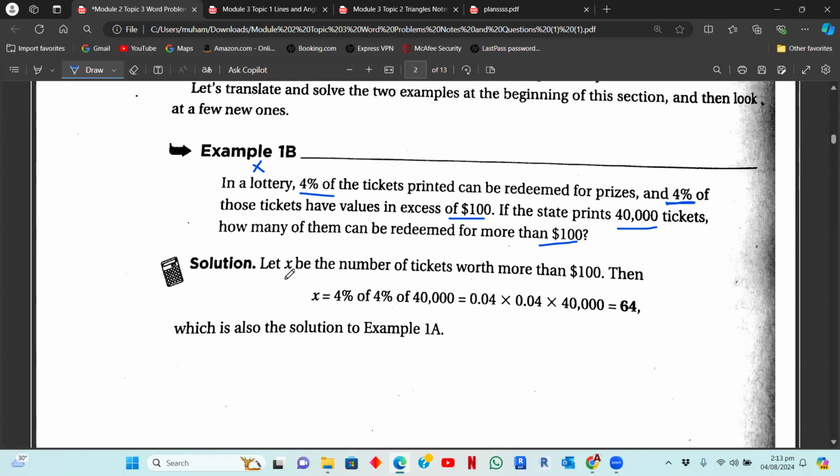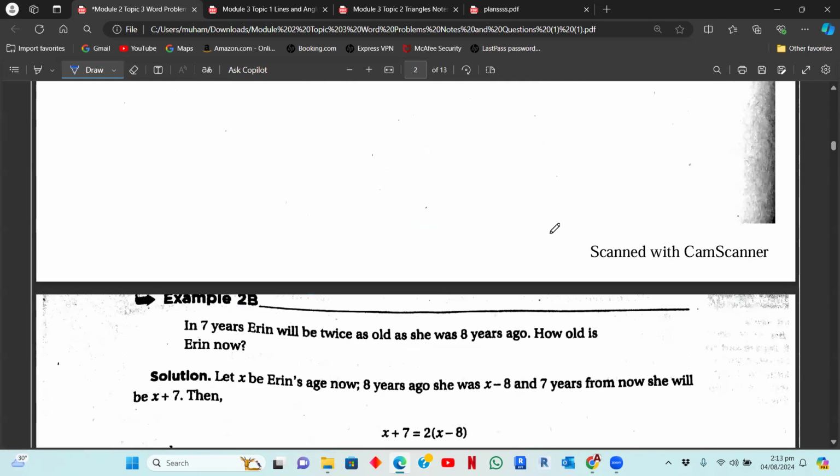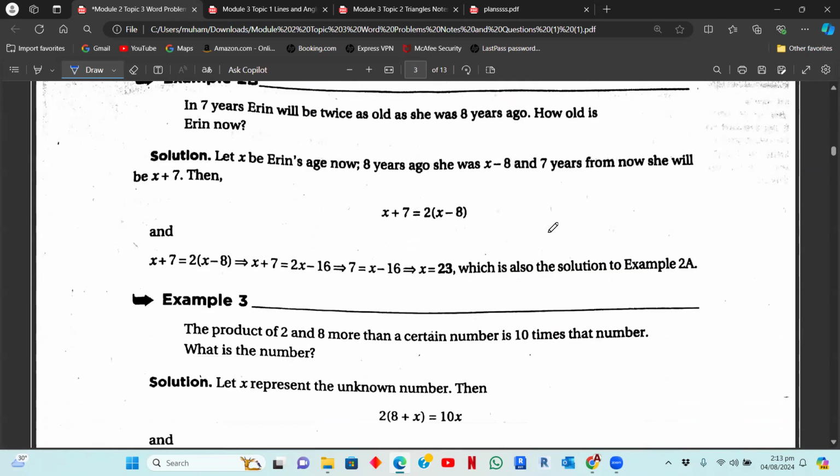So now, keeping in mind that X is the total number of tickets, we need 4% of 40,000. This is what we need to understand here: 4% of tickets for prizes, and then out of those 4%, the value greater than $100. So you're just going to quantify it as 0.04 times 40,000, and you get 64 tickets. So out of 40,000 tickets, 64 can be redeemed for a value more than $100. All right.